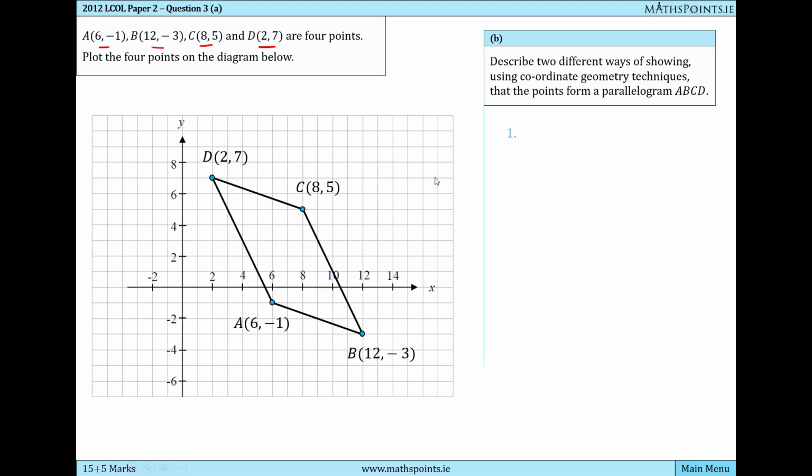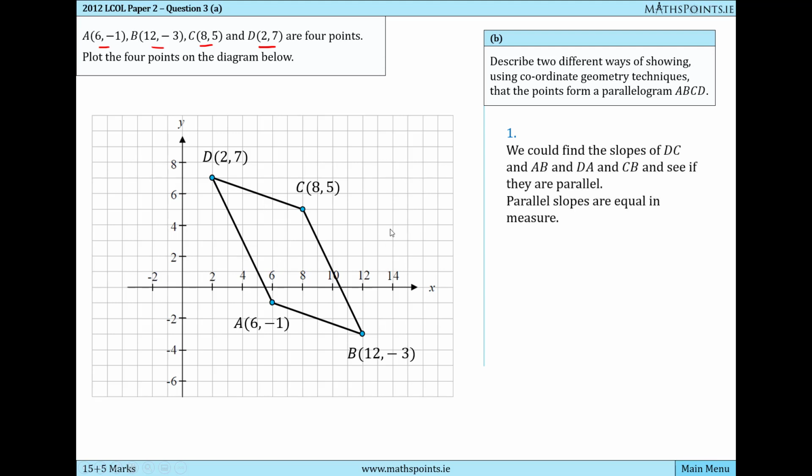So the first way that we could do it is, we could show that the opposite sides are parallel to each other. And the way we could do that is through finding their slopes. If we find the slope of DC, and we find the slope of AB, and if they're equal to each other, the 2 slopes are the same, well then those 2 lines are parallel. And then if we find the slope of A to D, and we find the slope of B to C, and they're equal in measure, well then those lines are parallel. And in a parallelogram, opposite sides are parallel.